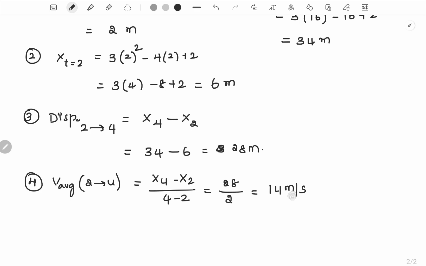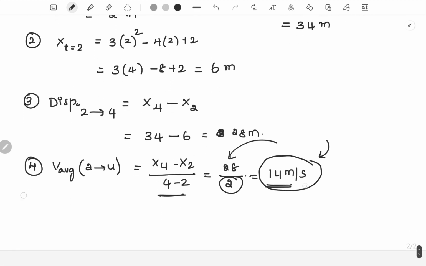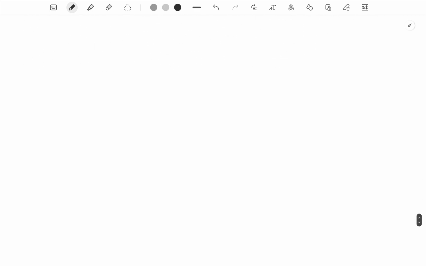What this average velocity represents is that if you were traveling with a constant velocity of 14 meters per second during that 2-second time interval, your displacement would be 28 meters, same as in that interval of time. It doesn't mean that the particle described in this particular example is actually moving with that constant velocity. Now let's calculate the instantaneous velocity of the particle.